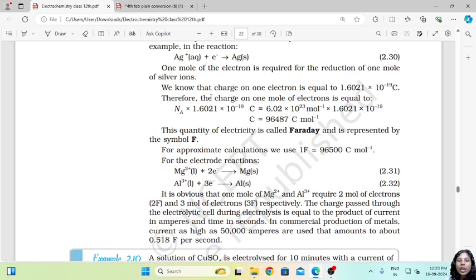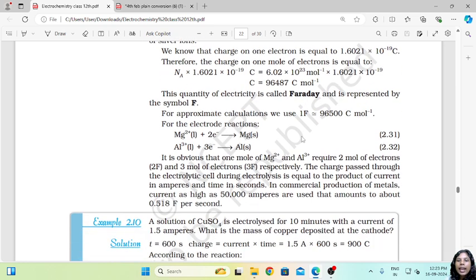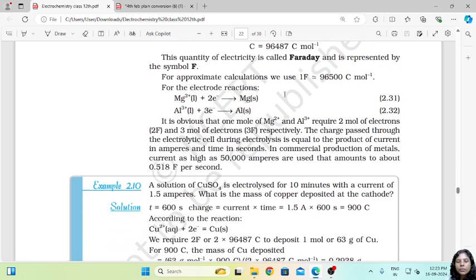Therefore the charge on 1 mole of electrons will be equal to how much? 1 mole has how many molecules? That is Na, Avogadro's number. If you multiply it with the charge of 1 electron, we get the quantity of electricity, and this is known as Faraday's constant, represented by the symbol F, with a value of 96487 coulomb per mole. For approximate calculations, we use 1 Faraday equals 96500 coulombs per mole.